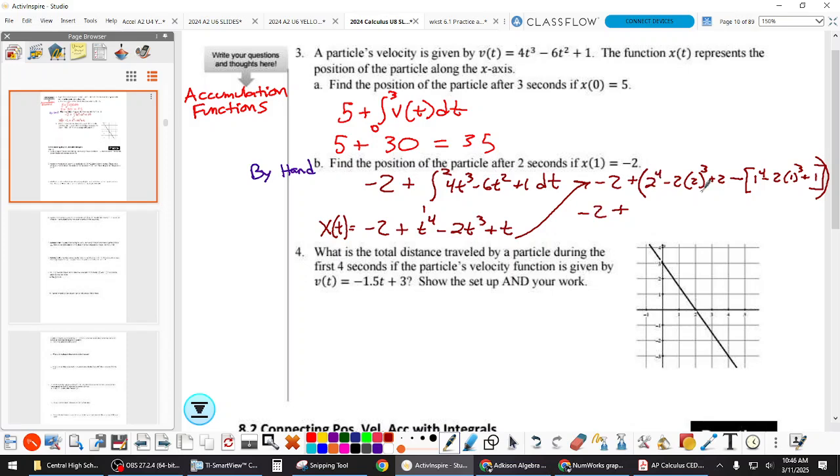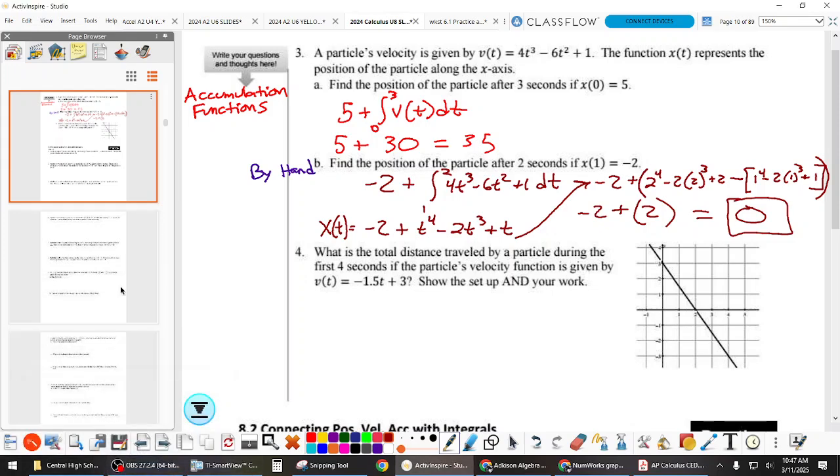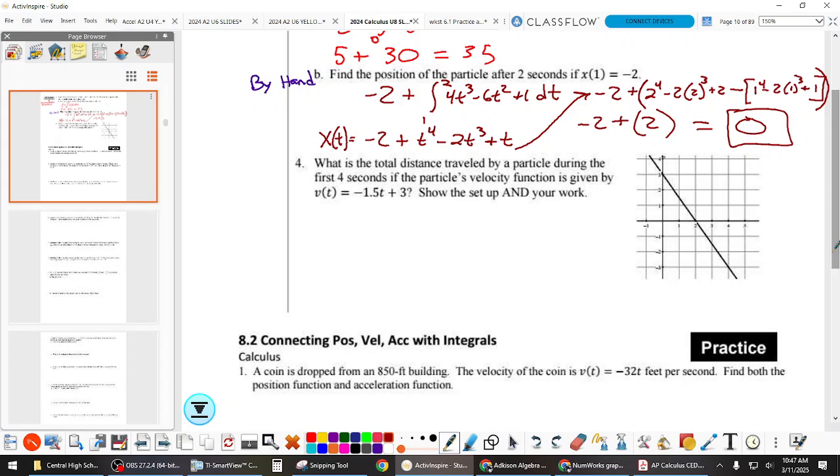Alright, so we get 16 and then minus 16, so that's 0. So 2, and then 1 minus 2 is negative 1 plus 1, that's also 0. Well, that works out nice. Hey, hold on a second. Okay, so this whole thing is a nice big old 0. So this one is kind of interesting. So I want you to pretend we don't have the graph for a second.